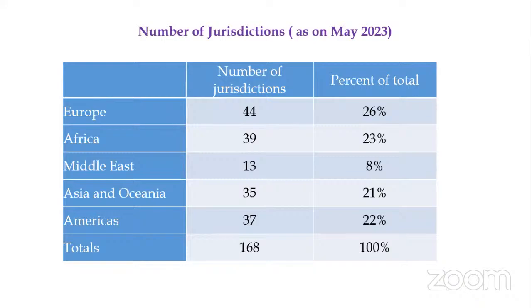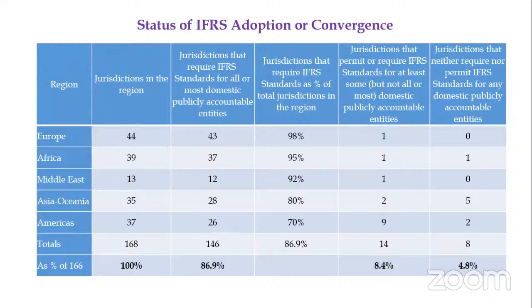These are the total number of countries surveyed by the IFRS Foundation. They have collected data from 168 countries and analyzed whether they are using IFRS or not. From the European continent, 44 countries' data is collected. From Africa, 39 countries. Middle East, 13 countries. From the Asian continent, 35 countries. Americas, 37 countries. In total, 168 countries' data is analyzed by the IFRS Foundation. And this is the outcome of that analysis, which I will explain to you.